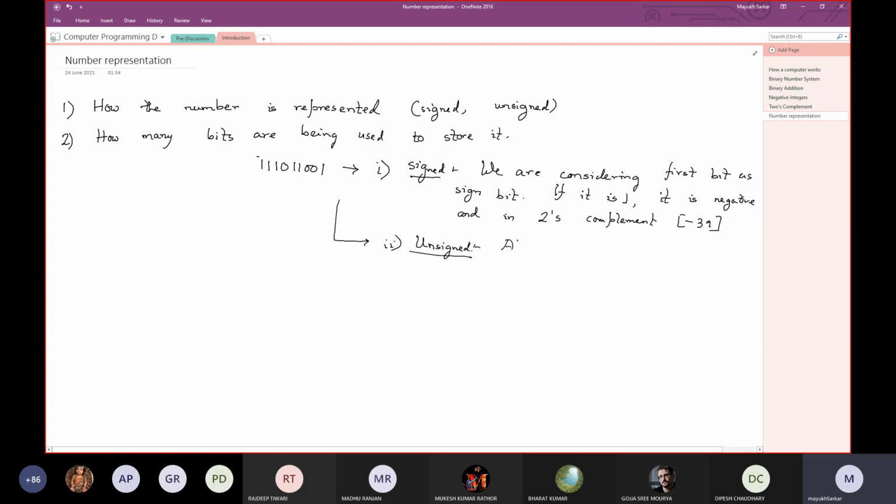Where all bits are value bits, and there is no sign bit used. So in this scenario, the value that will be represented will be just like there is no sign bit, and this is a pure positive number. So the value will be 1 plus 2 cube plus 2 to the power 4 plus 2 to the power 6 plus 2 to the power 7 plus, I think I have made some calculation, 0, 1, 2, 3, 4, 5, 6, 7, 8.